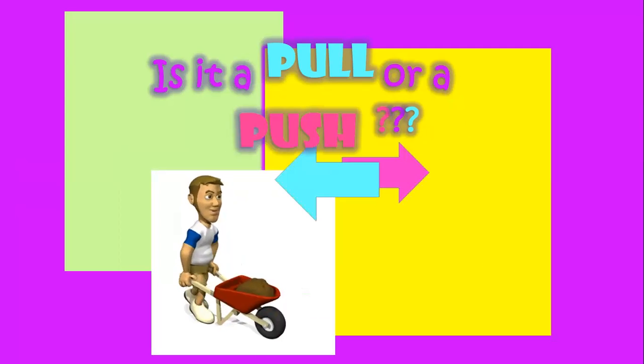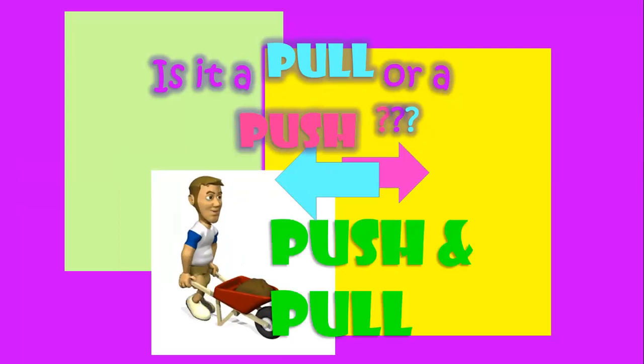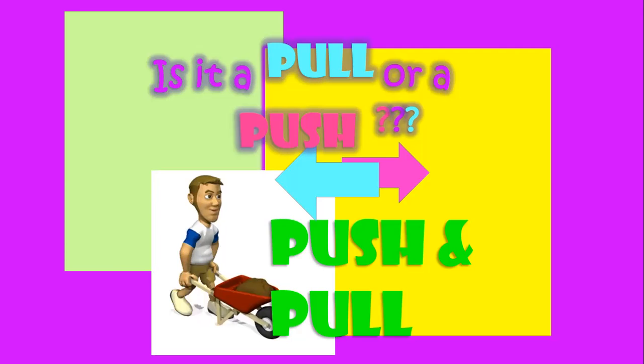Is it push or pull or both? It's going to be push and pull. As he hangs it, he's moving it close to him, then he moves it away, so push and pull. Or he pulls it at first, hangs it, moves it close, which means pull, and then away, push.